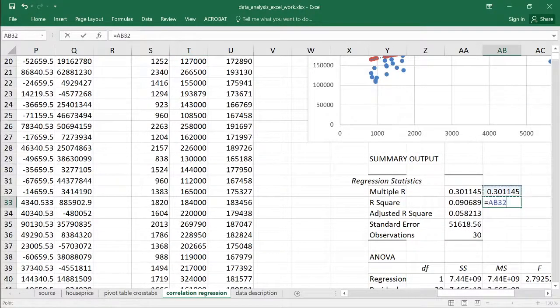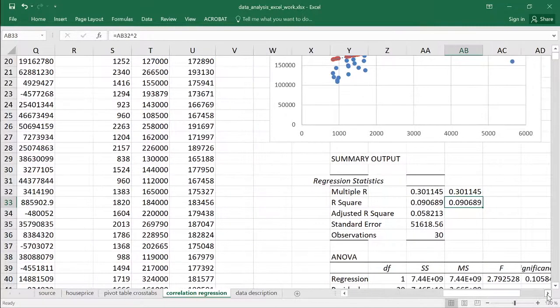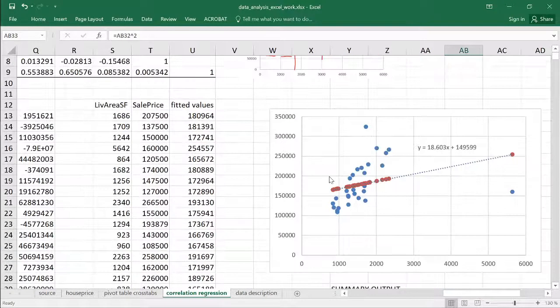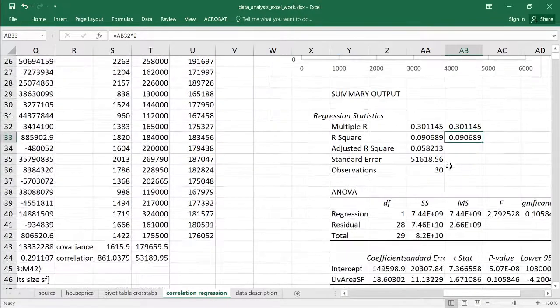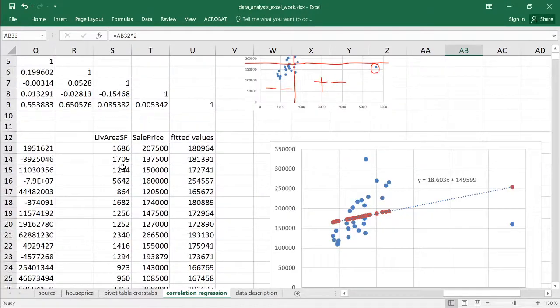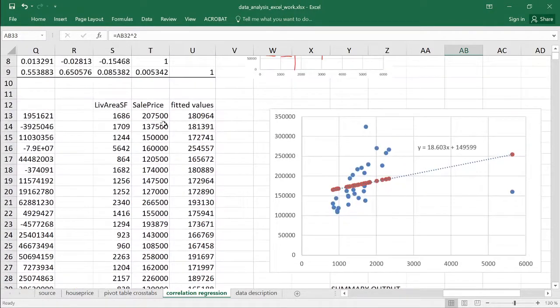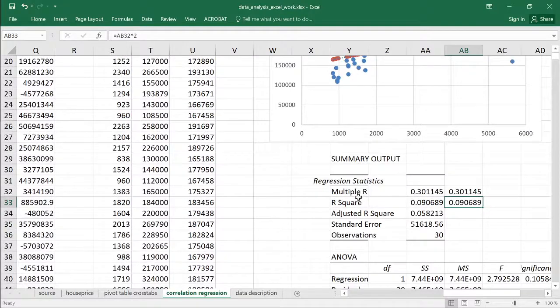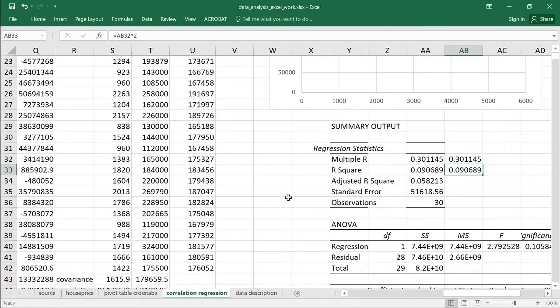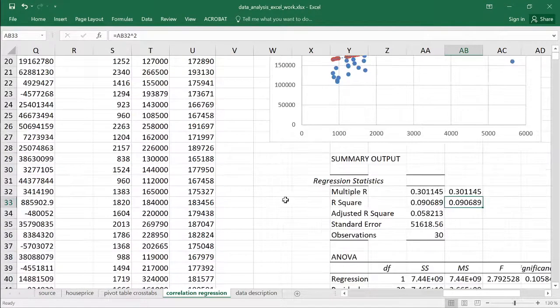The R square is simply that multiple R squared. The usual interpretation of the R square is it gives us the percentage of the variance in the dependent variable, so the variance of the sales price, that is explained by the variance in the living area. So the basic idea here is to say, well, we do have a variance of the sales price, whatever that might be. That variance is the variation, measuring the squared deviations around the mean, the average of the sales price.